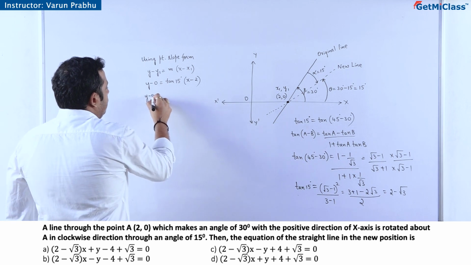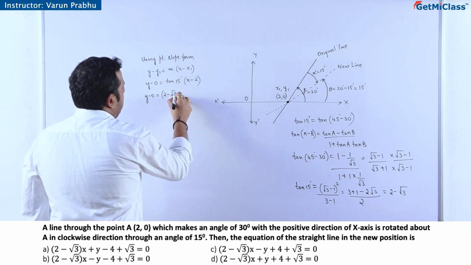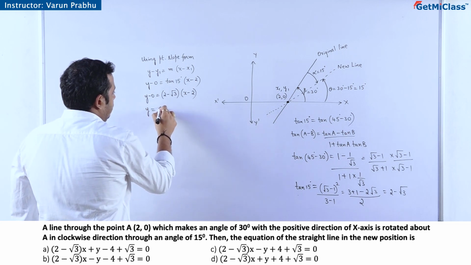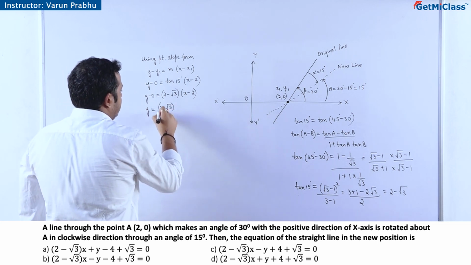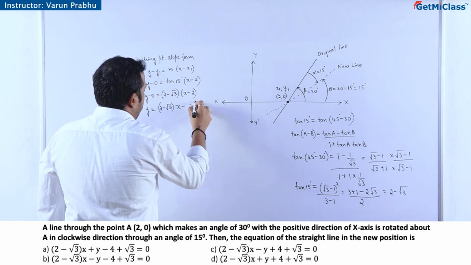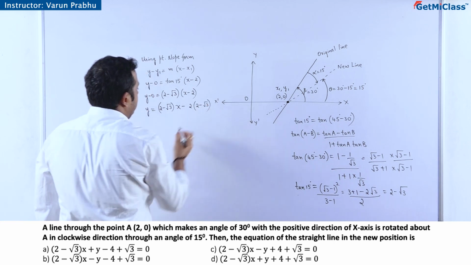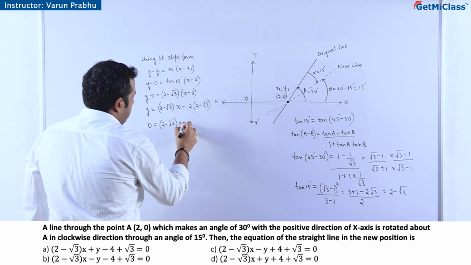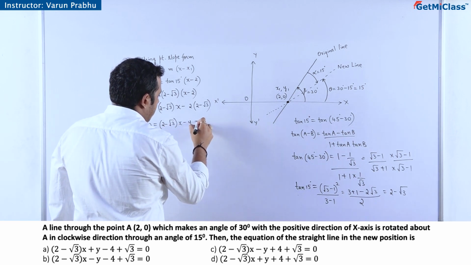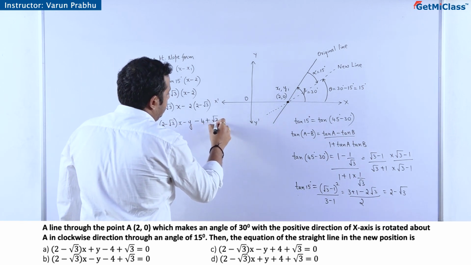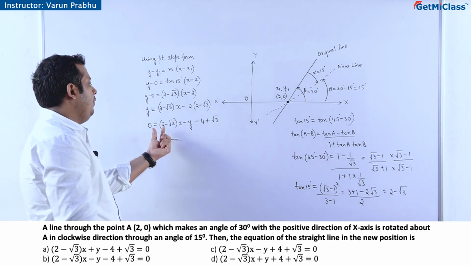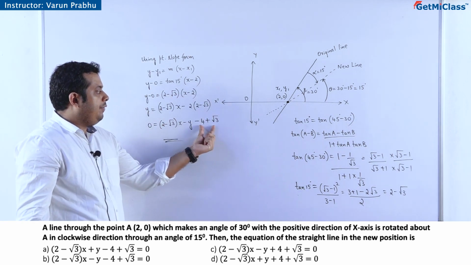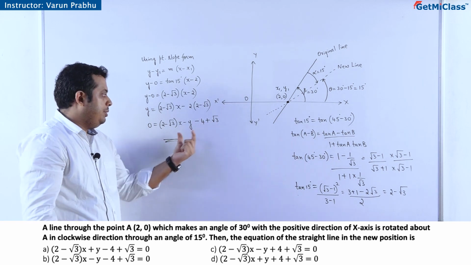So y minus 0 is equal to (2 minus root 3) into (x minus 2), correct? So y is equal to (2 minus root 3) times x minus 2 times (2 minus root 3). So I can say 0 is equal to (2 minus root 3)x minus y minus 4 plus root 3. This form will be the answer to the question. Either the option might have left the answer here only, or they have considered simplifying this part. So this would be the answer to the question.